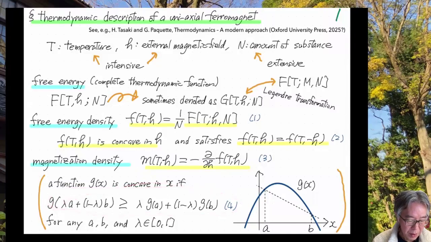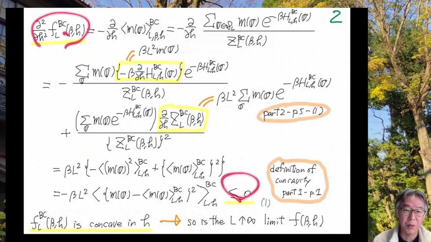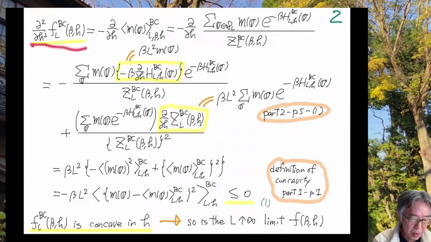Okay. Now, if something satisfies this inequality, and if you take the limit and the limit exists, of course the limit also satisfies this inequality. So this shows that in the limit L goes to infinity, this f beta h is also concave. Be careful. You cannot simply take the limit of this relation, because although this for any L is differentiable, this may not be differentiable. Actually, we are going to show that this is non-differentiable at H equals 0 at low temperature. So you can never consider the twice derivative of this thing to do rigorous discussion.